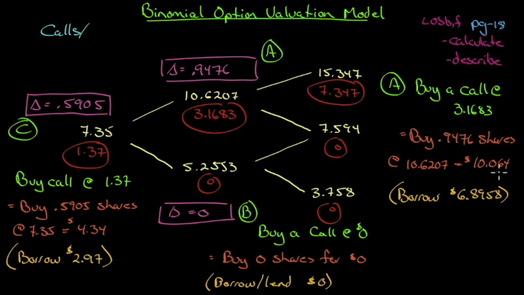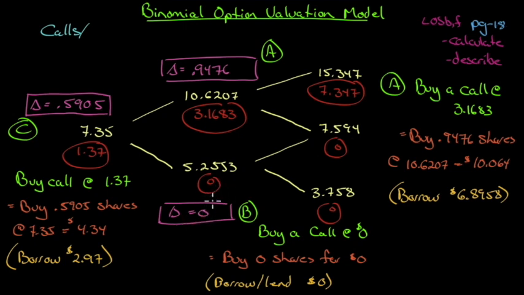That'll cost us 10.06. However, the call was cheaper at 3.16, right? So we'll borrow the difference. We borrow 6.8958. So think about that. How much are we out of pocket? We're out of pocket 3.1683. So we can buy the call for 3.1683, or we could buy a certain number of shares and partially finance that with borrowing. Again, the same thing applies to B, which our hedge ratio here is 0.